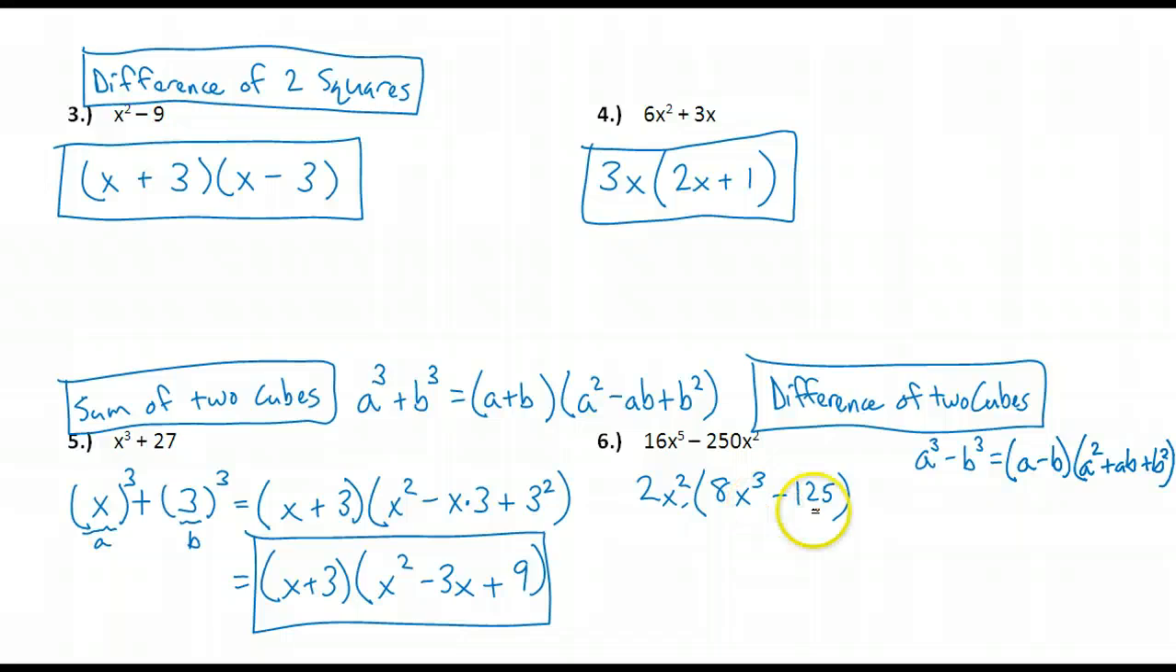So to factor this part, I'm going to keep the 2x squared out in front of the parentheses, and I'm going to rewrite 8x cubed as 2 cubed x cubed. 8 is 2 cubed. 2 times 2 times 2 is 8. 8 is a perfect cube. And 125 is also a cube. It's 5 cubed.